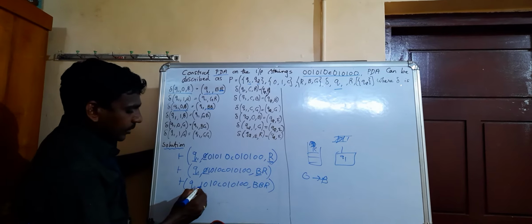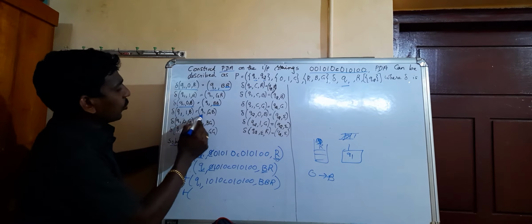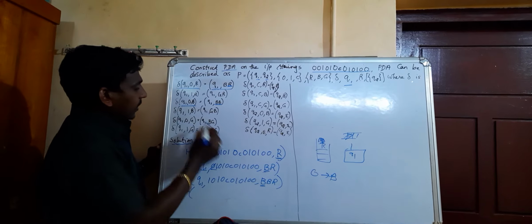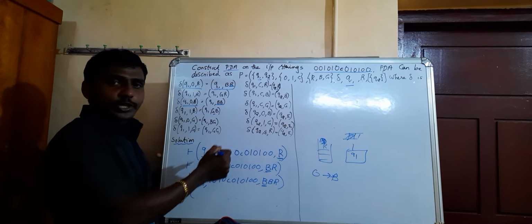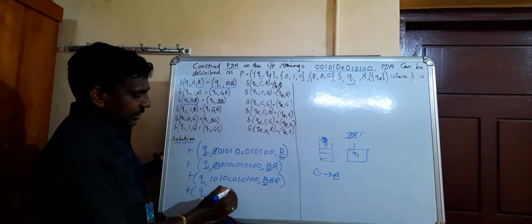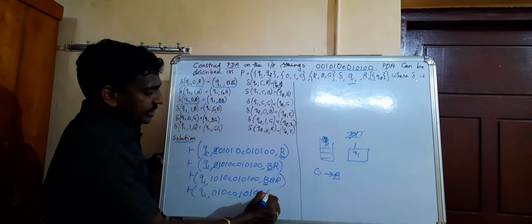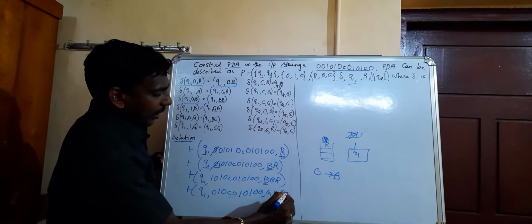Again I will check Q1 1B. Q1 1B is there. B is already there, and this 1 is converted into G and pushed into the stack. So Q1 1G is Q1 comma 0 1 0 C 0 1 0 1 0 0 comma GB, right? So G B B R.